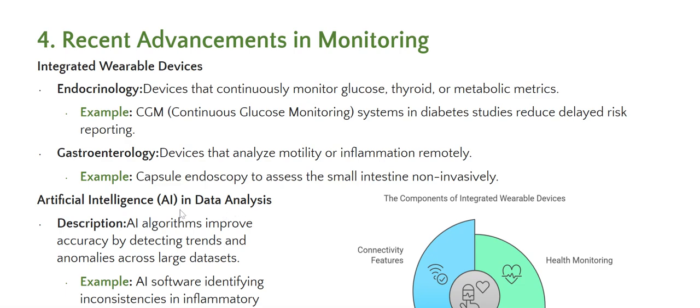AI, artificial intelligence, in data analysis as another advancement. Description: AI algorithms improve accuracy by detecting trends and anomalies across large datasets. Example, AI software identifying inconsistencies in inflammatory biomarker data for ulcerative colitis, UC, studies. A summarizing diagram describing the components of integrated wearable devices, as here we have connectivity features, health monitoring, and activity tracking.